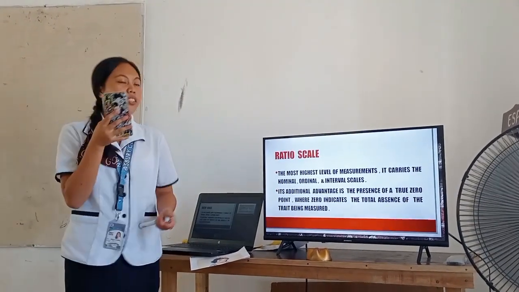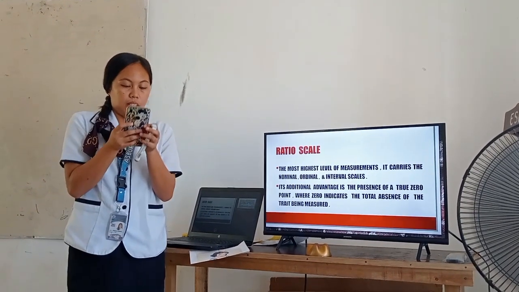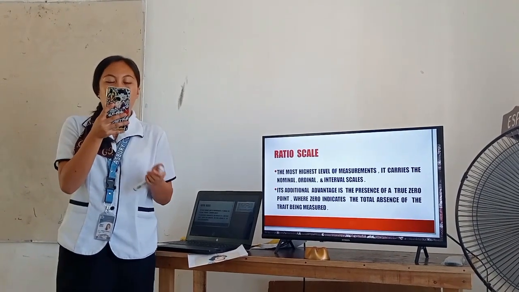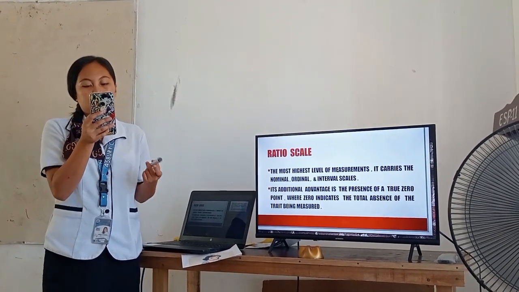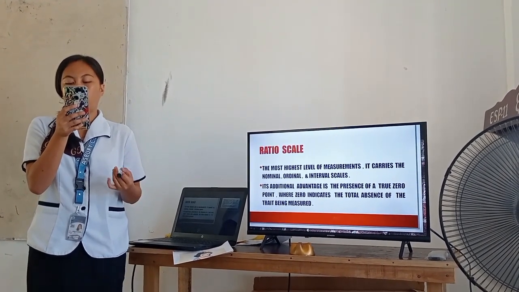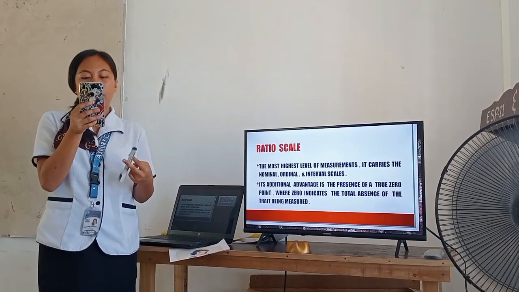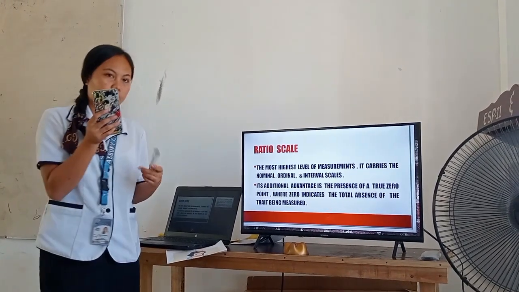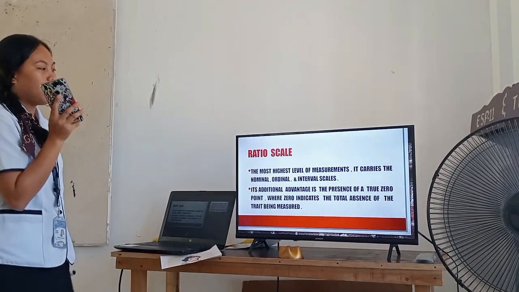So, the next one is the ratio scale. The ratio scale is the highest level of measurement. It carries the nominal, ordinal, and interval scales. Its additional advantage is the presence of a true 0 point, where 0 indicates the total absence of the trait being measured. So, the ratio scale is the highest level of measurement.